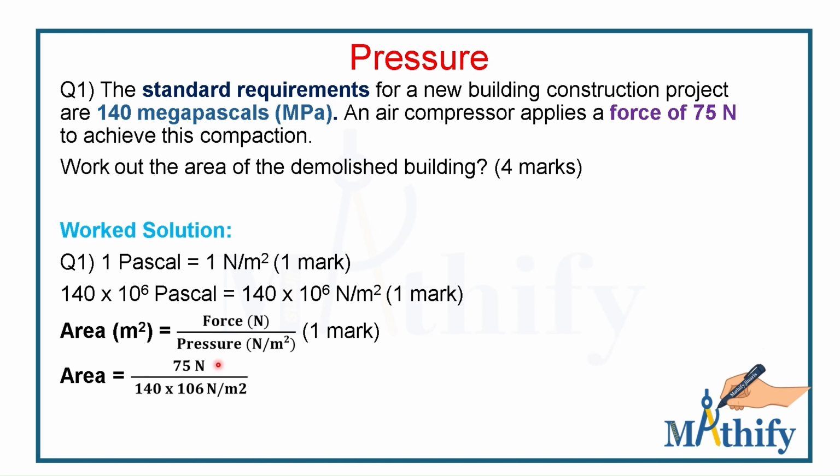Now let us work this out. 75 newtons divided by 140 times 10 to the power 6 newtons per meter squared. That will give us our final answer of 5.36 times 10 to the power of minus 7 meters squared. These are your 4 marks secured.